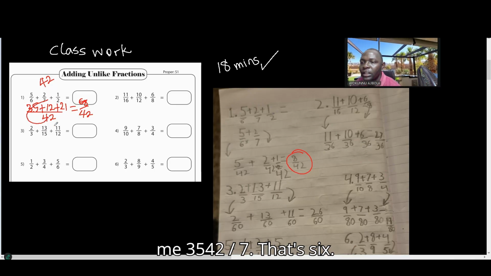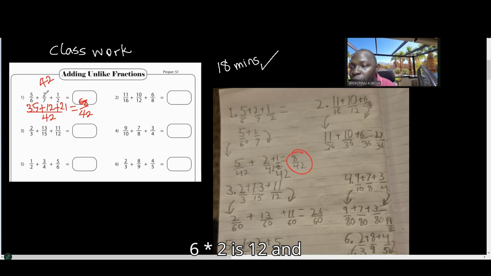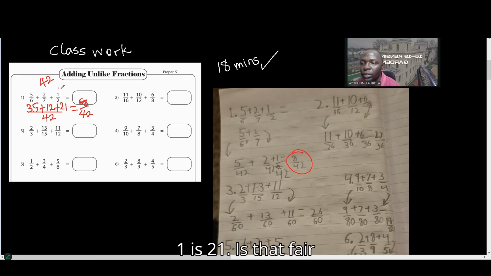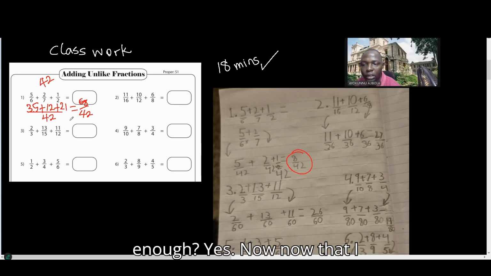42 divided by 7, that's 6. 6 times 2 is 12. And 42 divided by 2 is 21. 21 times 1 is 21. Is that clear now? Yeah.